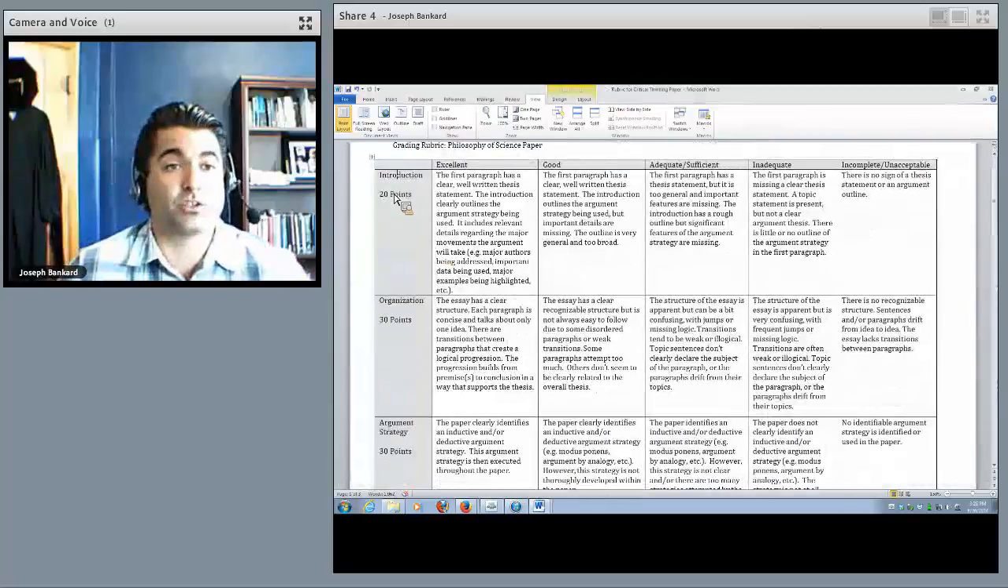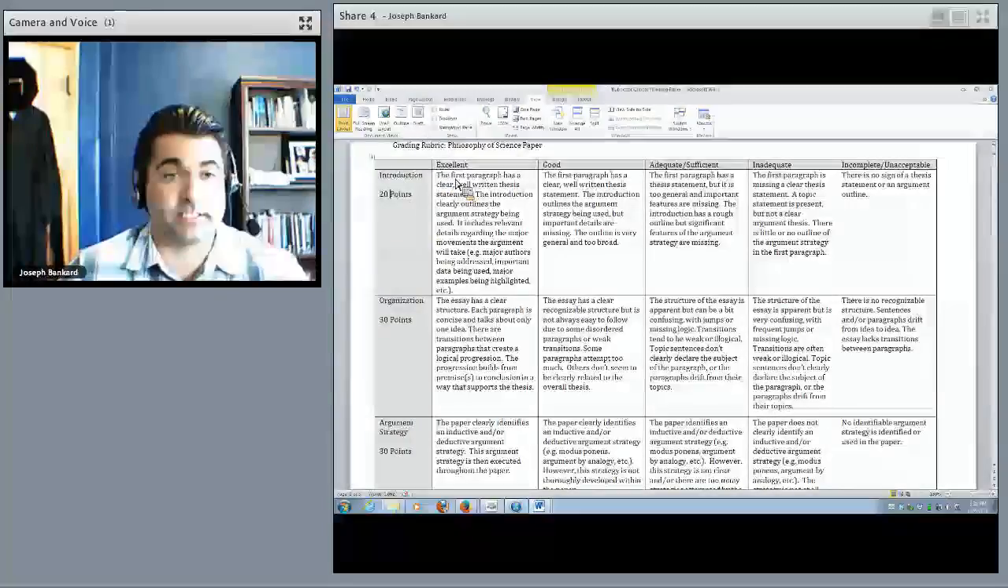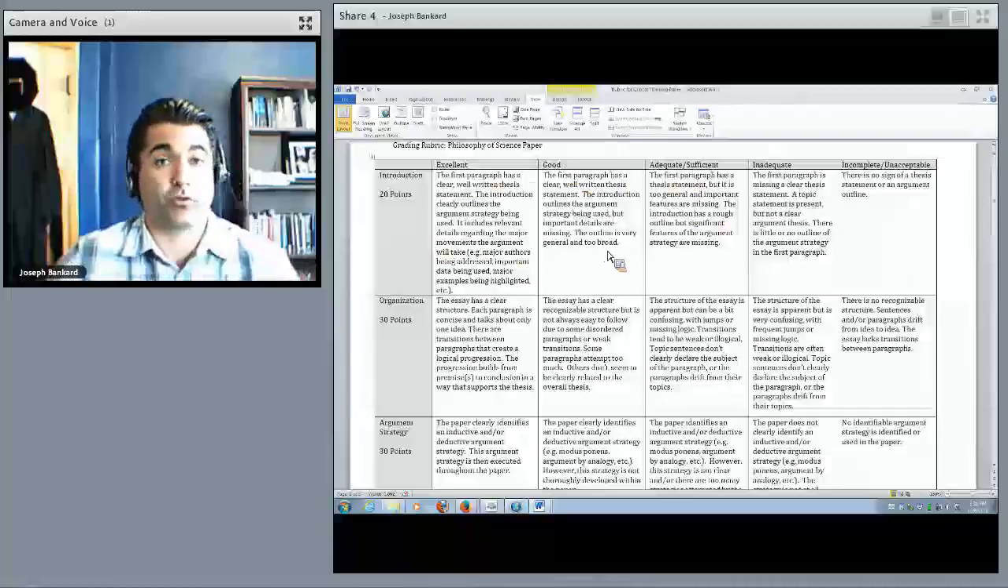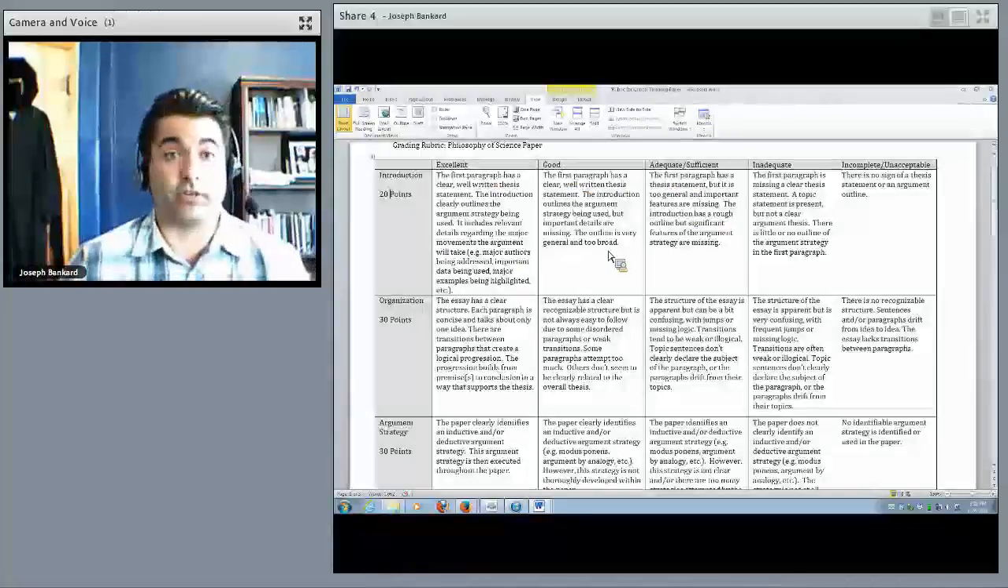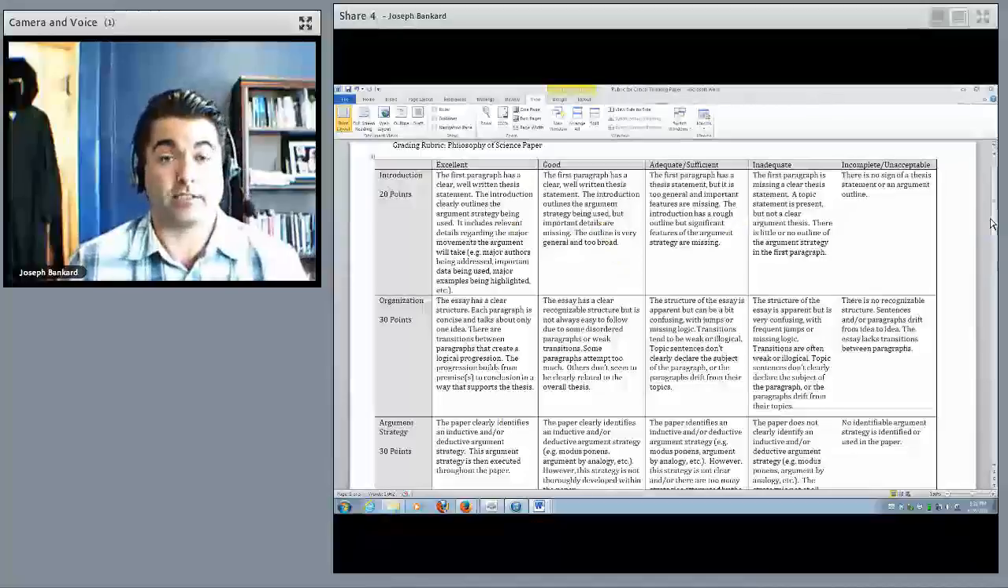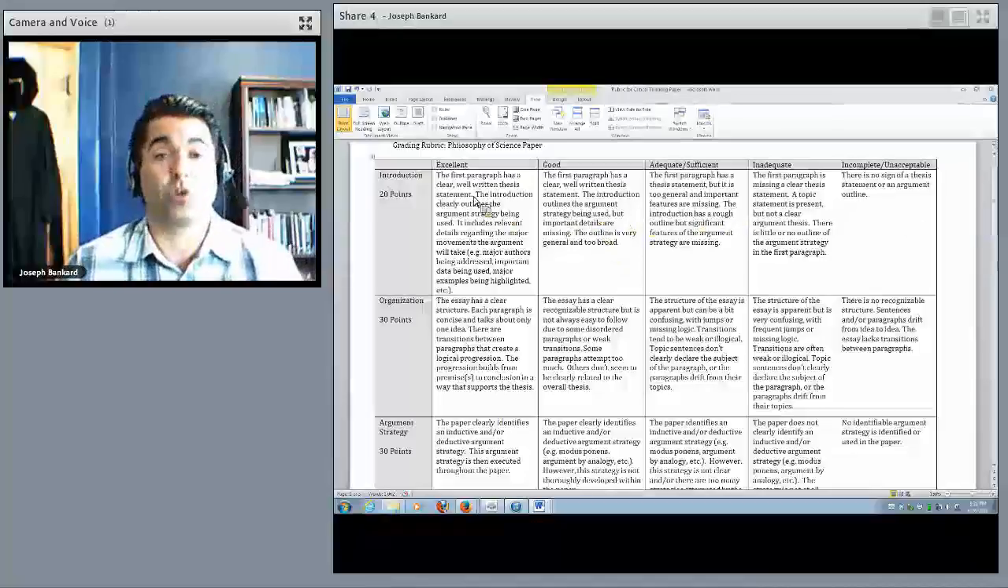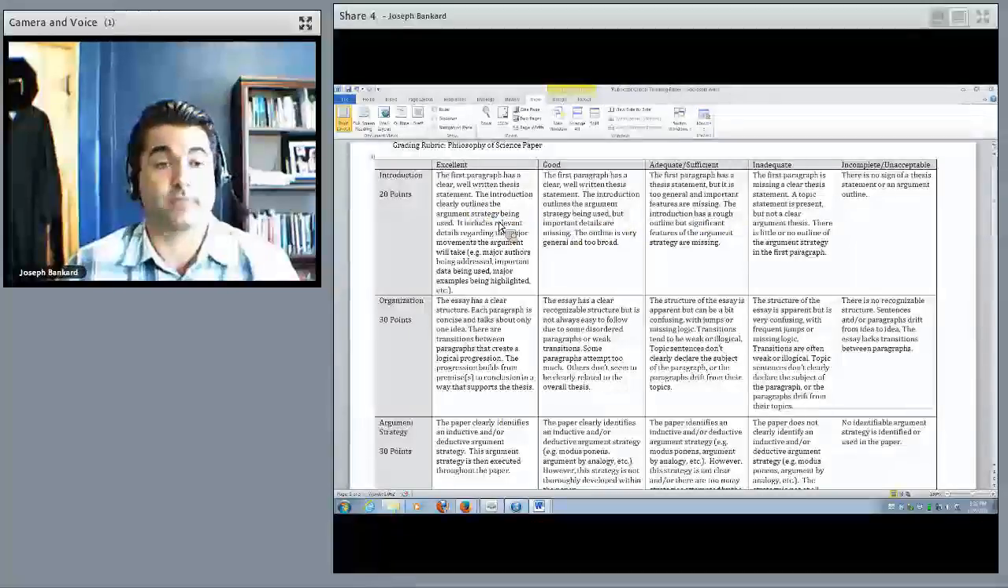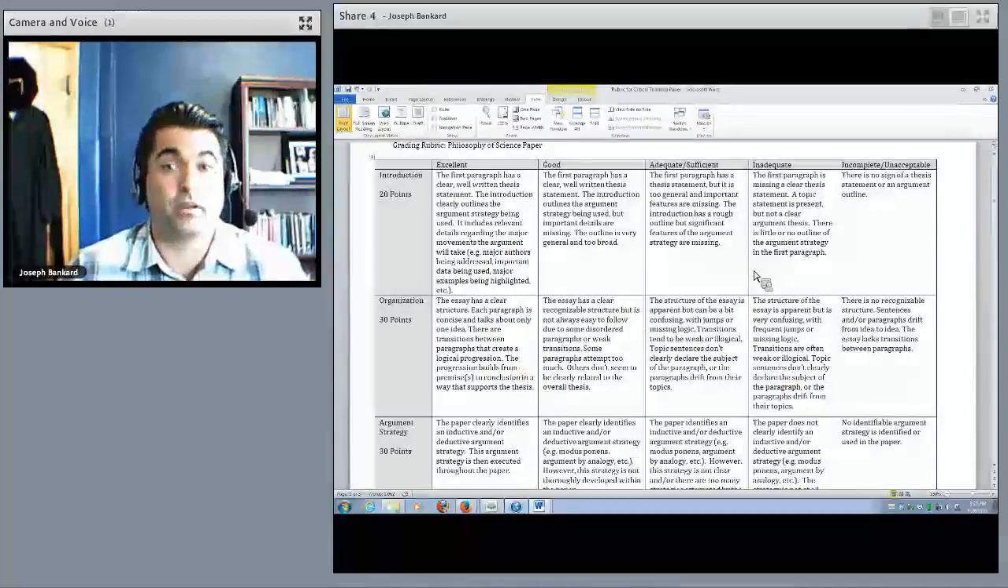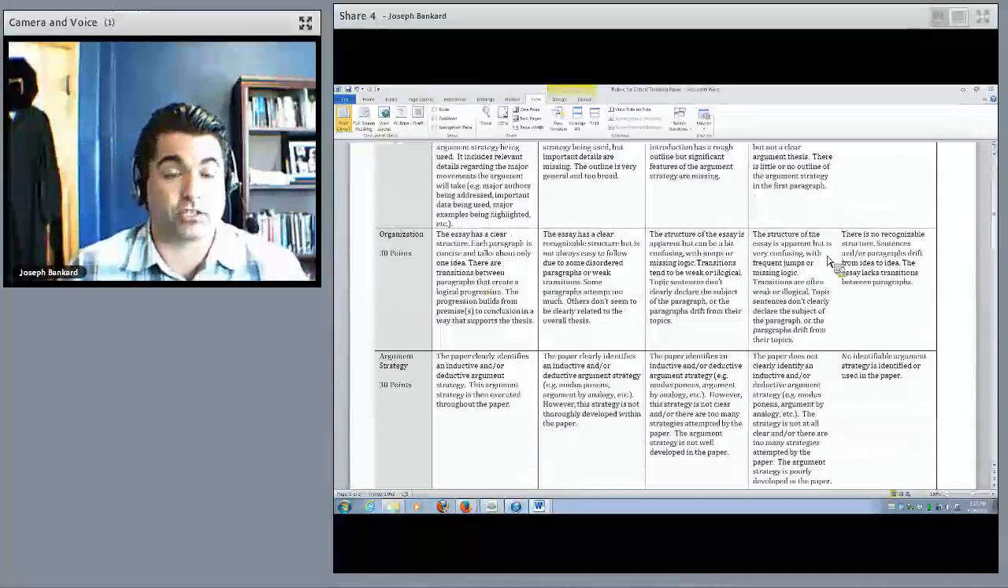The introduction's worth 20 points, and then you can see what an excellent one looks like, a good, adequate, sufficient. So this will help you know how I'm going to grade. When I go through, I'm going to look at your intro, and then I'm going to check one of these boxes, okay? So you want your intro to end up in this box. Organization's worth 30. Again, I'm going to give you some descriptions about what clear organization looks like. I'm going to check one of these boxes for your paper. Make sure you're getting checked over here, right?